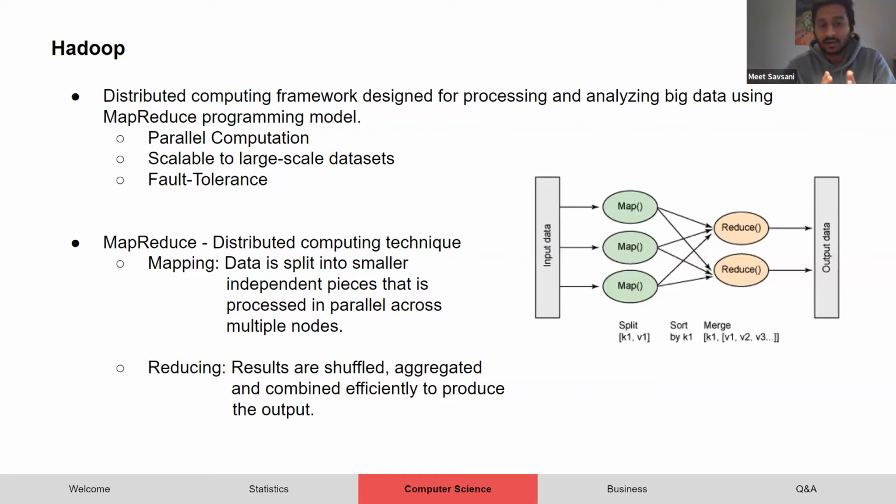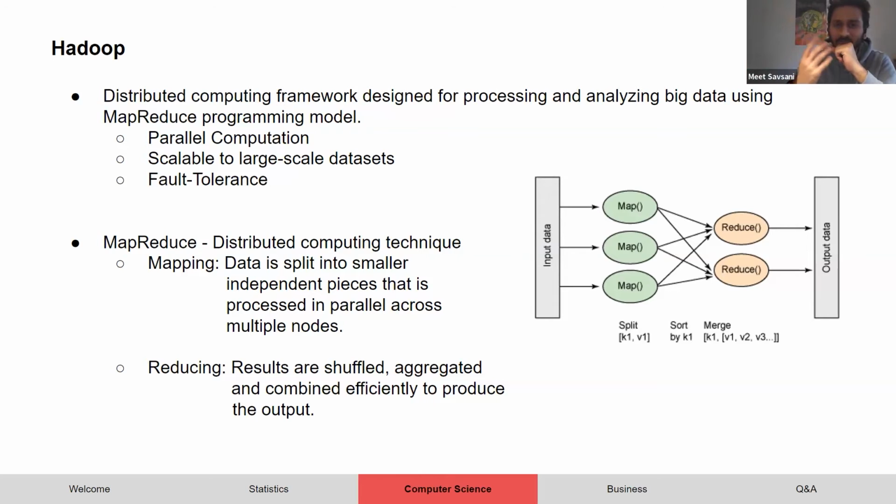And after that, in the reduce function, the results are shuffled, aggregated, and combined efficiently to produce the output. So all these 10 nodes would shuffle and sort according to a key and aggregate all the common input into one single data point. And all these 10 data points are reduced to just 2 or 3 data points. And after that, we get the output.